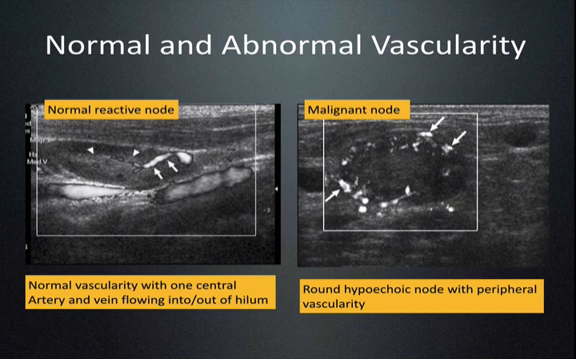This demonstrates the vascularity of a normal reactive node and a malignant node. On the lymph node on your left, you see that it is somewhat elongated, and the power Doppler, which unfortunately doesn't show up very well in this picture, demonstrates a central artery or central vasculature going into the hilum. On the other hand, the malignant node shows that the node itself is round and hypoechoic. It doesn't have a discernible hilum and has peripheral flow of vascularity into the node from multiple locations. This makes it almost certain that it's a malignant node.